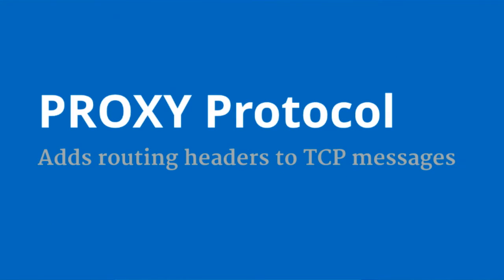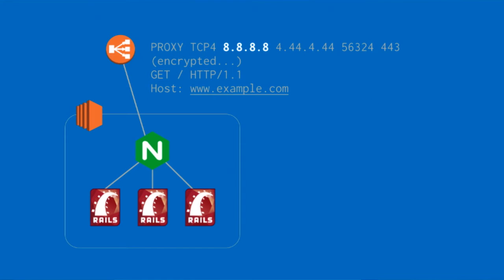The good news is that there is a solution here. It's called PROXY Protocol. This is a standard that HAProxy came up with for adding routing headers to TCP messages. And it's pretty simple. It just prefixes a TCP message with a single line that specifies the originating source IP address and the ultimate destination IP address for each message. And then it follows with the actual TCP message, which might be an encrypted HTTPS request.